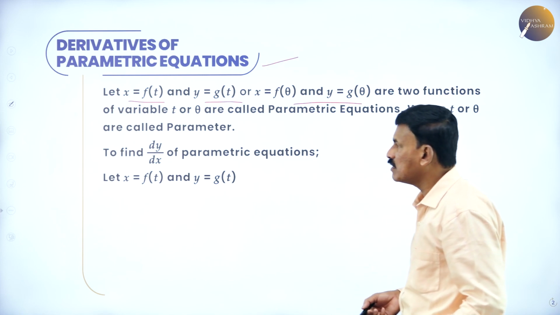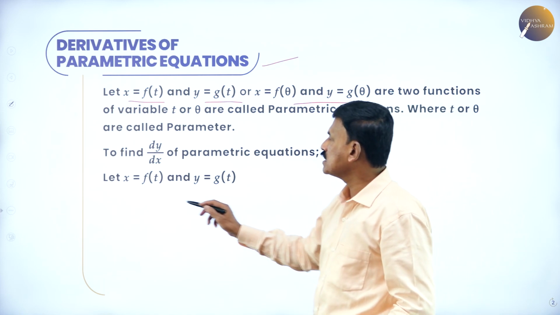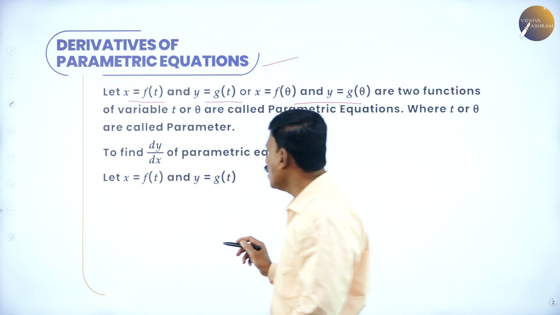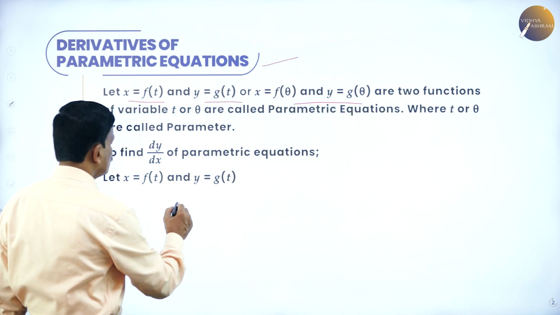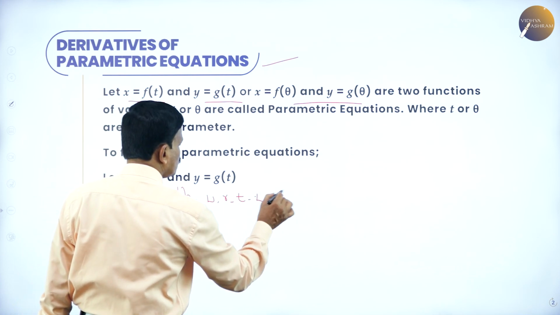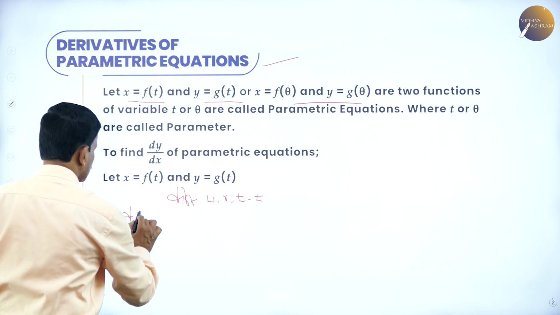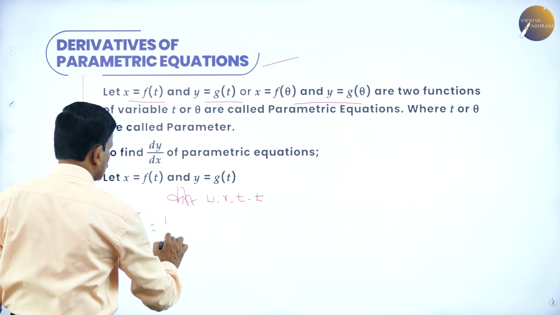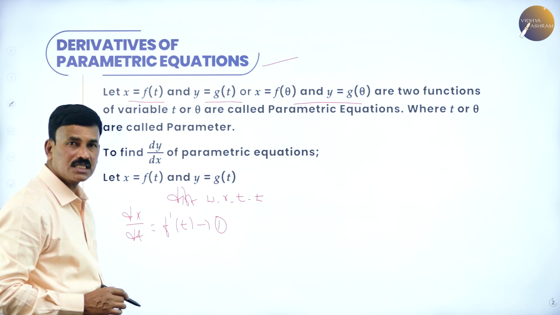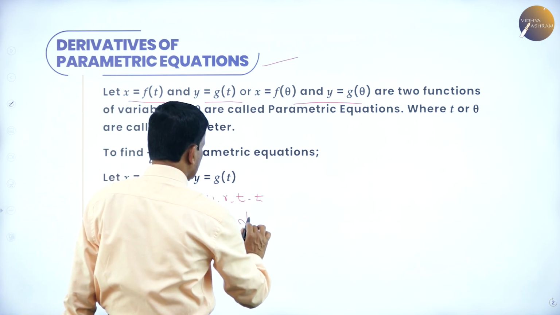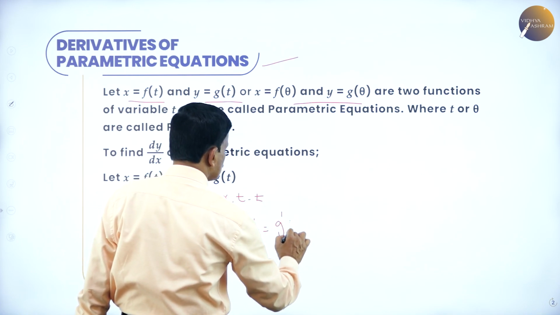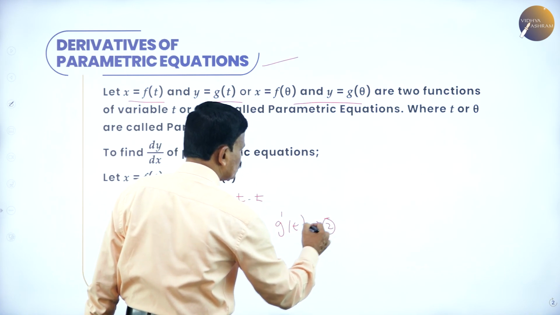So how to find the derivative of a function? Now let us consider x is equal to f of t and y is equal to g of t as two functions. How to differentiate this? Differentiate this with respect to the parameter. Differentiating with respect to t, you will get dx by dt is equal to differentiation of f of t, which is f dash t. Let us consider this as equation number 1. If you differentiate this, dy by dt is equal to differentiation of g of t, which is g dash t. This is equation number 2.